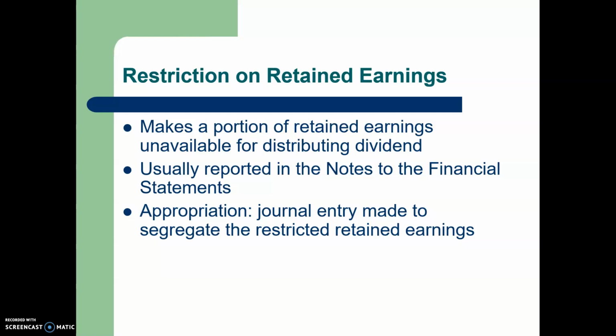All right, I just have a few more things to talk about, some last topics having to do with stockholders' equity. One is a restriction on retained earnings. A restriction on retained earnings makes a portion of your retained earnings unavailable for distributing in a dividend. So it kind of freezes your retained earnings. You can't distribute a dividend out of it.